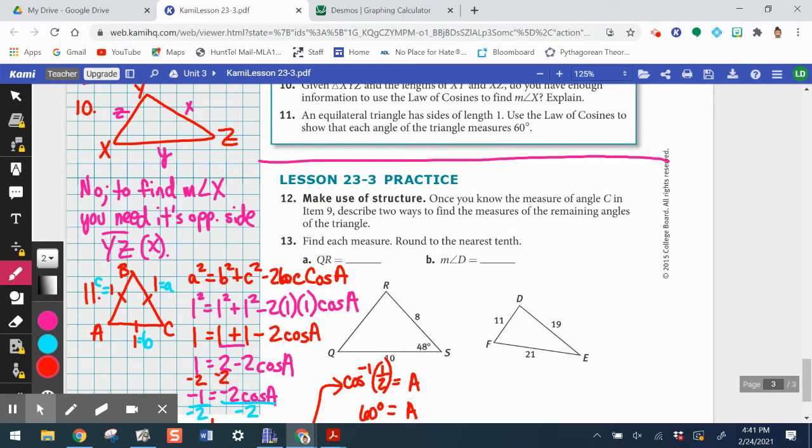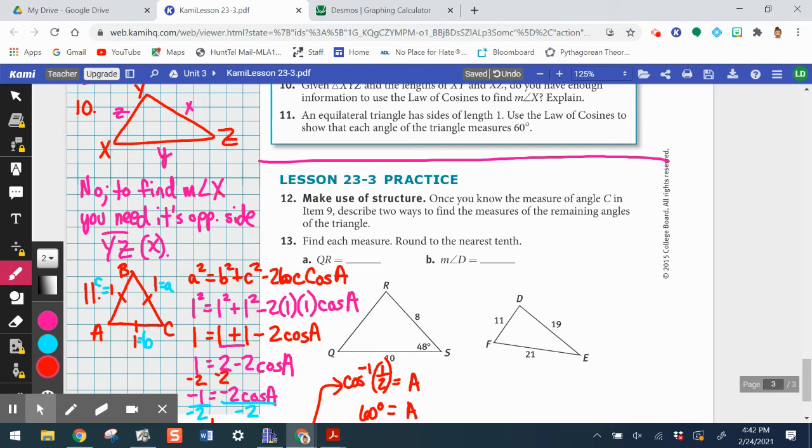Using the law of cosines in this manner, to find the measure of angle X, we would actually need its opposite side, YZ, which I've already labeled X. So to find the measure of angle X in this scenario, we actually need all three sides. In the first problem we saw, using the law of cosines, we actually found the measure of another side using two sides and an included angle. But here, to find the measure of an angle, we need all three sides.